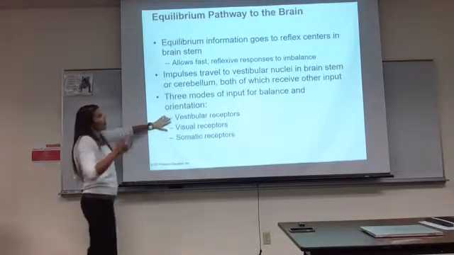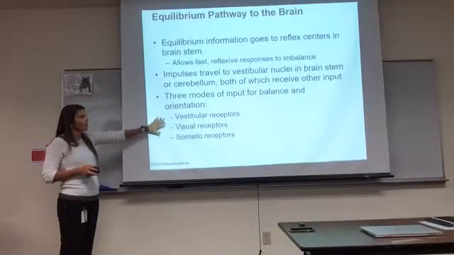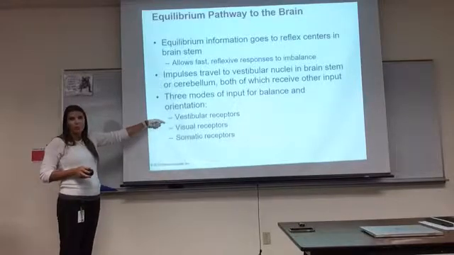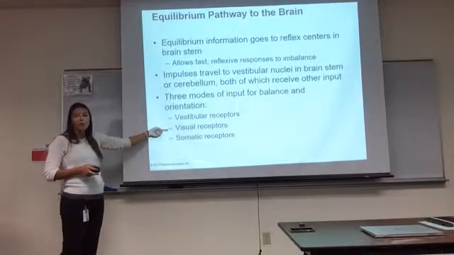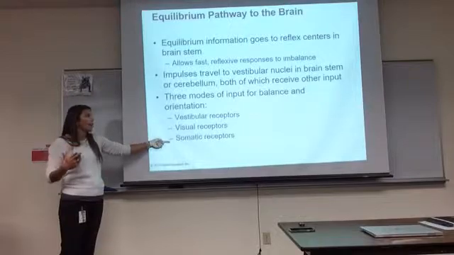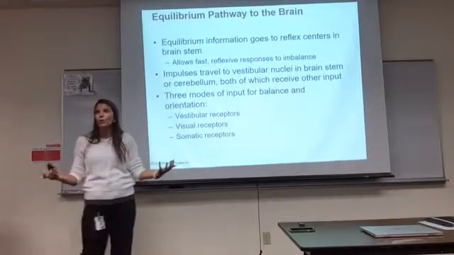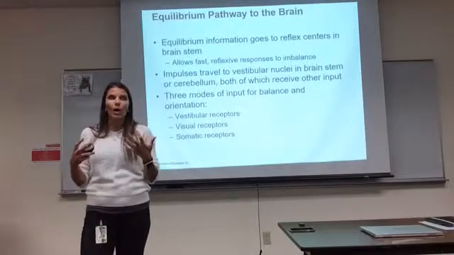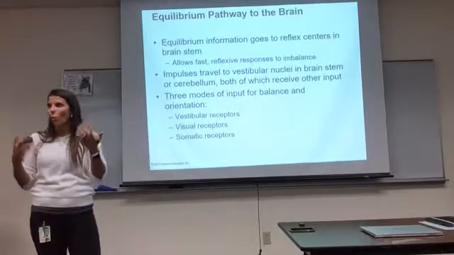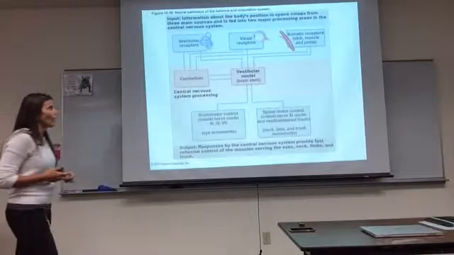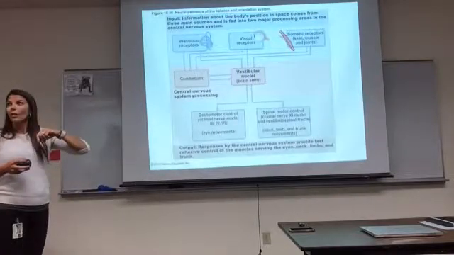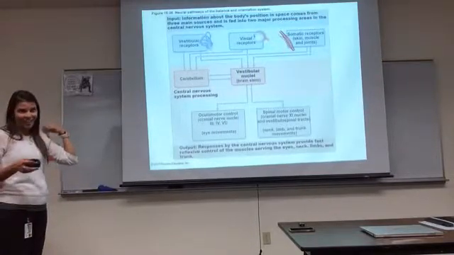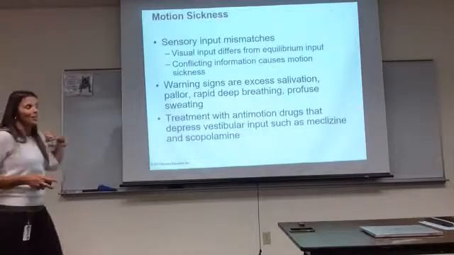Whenever we talk about how you know where your balance is, it's a combination of your vestibular receptors, which are your semicircular canals, visual receptors, what your eyes see, and somatic receptors, what your muscles are telling you. So this is what's going to lead us into motion sickness. Knowing where we're at is a combination of things. It's not one thing dominating over the other. So you can't mind over matter. So that leads us to motion sickness.